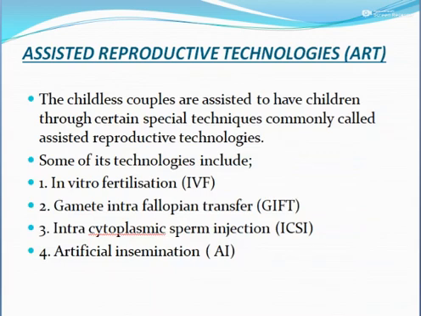First one is in vitro fertilization. When we say in vitro fertilization, we are talking about test tube baby. We call it IVF. Next we have gamete intrafallopian transfer. We call it GIFT because the gamete is being given as a gift to the mother. Intracytoplasmic sperm injection, that means the sperm is directly injected. Next we have artificial insemination, and we are going to discuss them one by one.